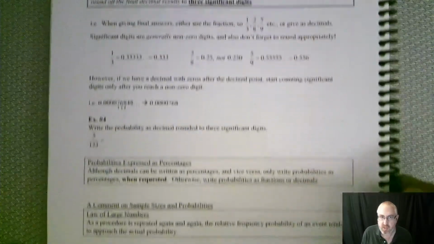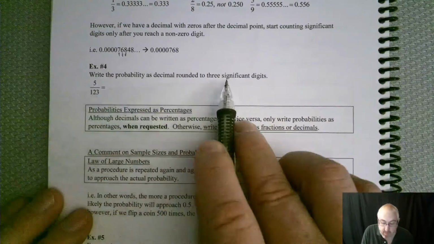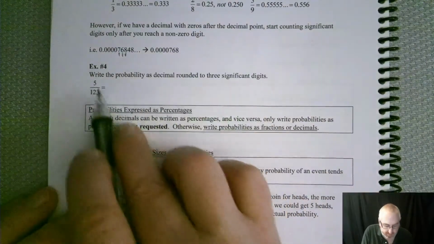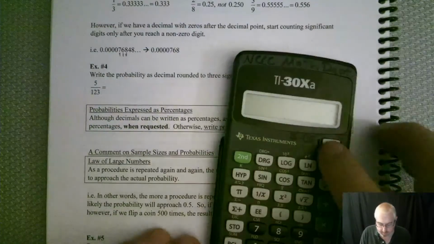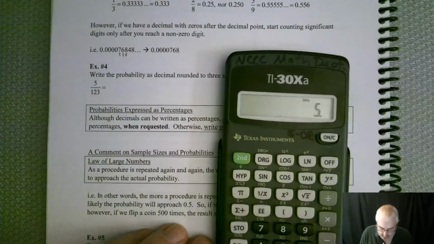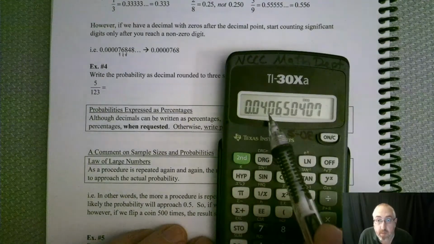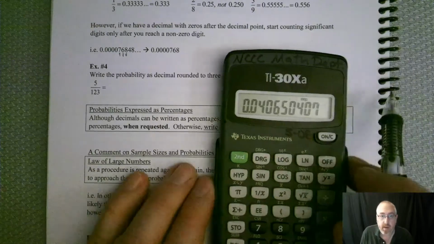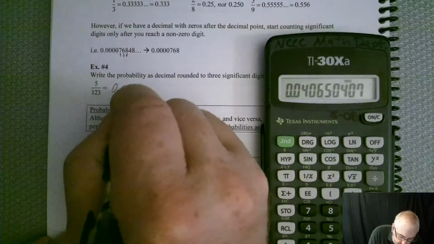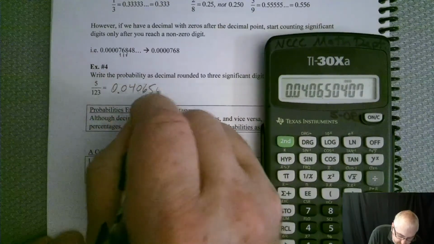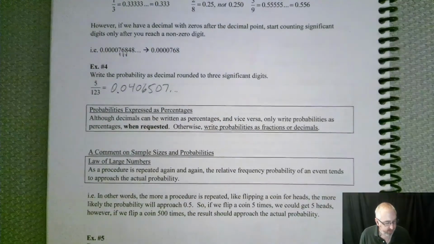So let's just do one to make sure we've got it down and see what we get. Let's round this to 3 significant digits. So we have 5 out of 123. Let's see what that equals first. 5 divided by 123 equals 0.04065. Okay, so let me write some of that down. 0.0406507, and it keeps going. Okay, so now we have our decimal.